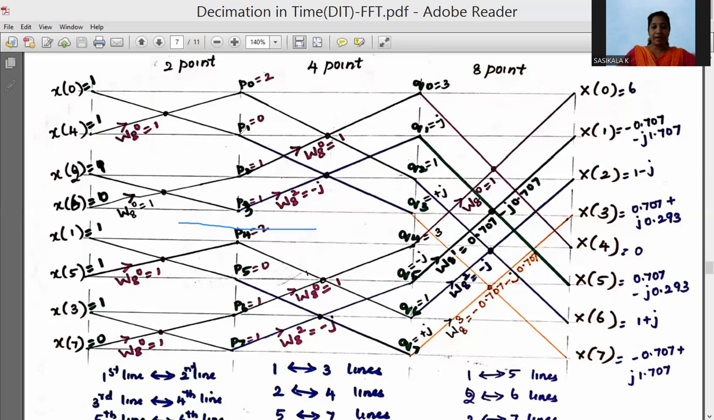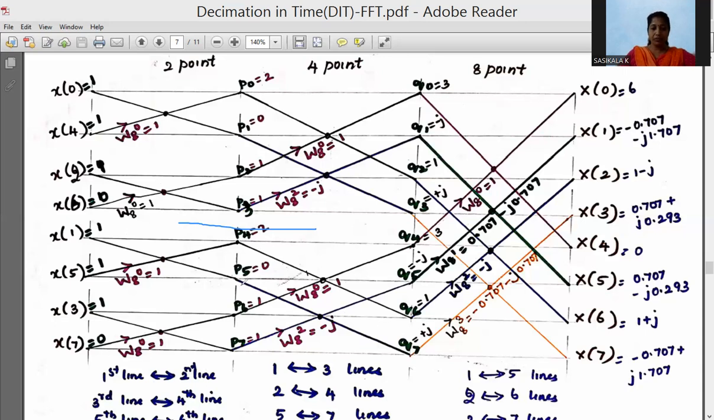The second butterfly connects the second line and the fourth line. Similarly, the second line is connected with the fourth line; put a dot and immediately mark the twiddle factor, which is W8 power 2, whose value is minus j. When you draw a butterfly and put a cross mark, put the dot at the intersection point and immediately write the twiddle factor along with its value. Only then is it easy to calculate the 4 point outputs. Hope you understand this butterfly diagram.